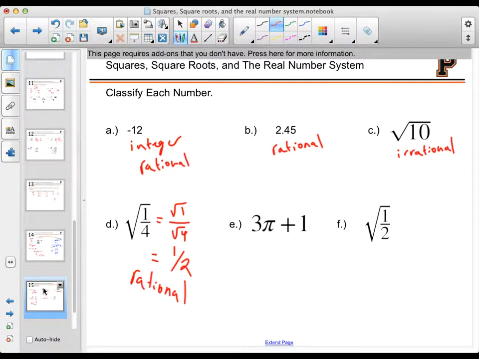3 pi plus 1. If you see pi, you know it's irrational. Even if it's being multiplied, added, subtracted, doesn't matter. An irrational number can't be written as a fraction. And the last one, f, square root of 1 over 2. Well, let's try this. Square root of 1 over the square root of 2. Square root of 1 is easy enough. That's 1. But the square root of 2, that's an irrational number. It's going to get you something messy. So this is irrational.